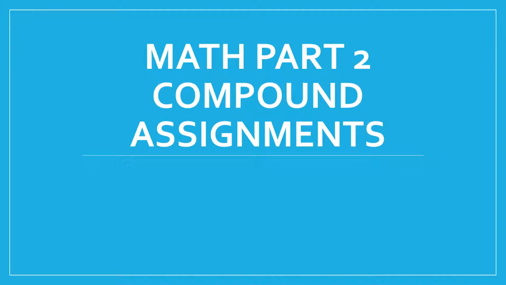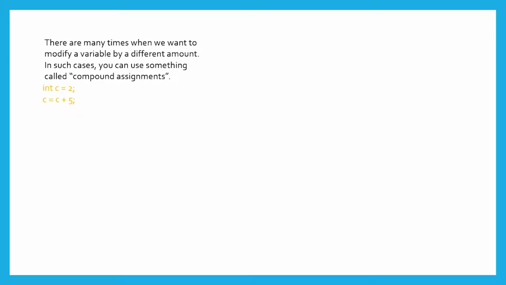Hello everyone, so we have covered incrementing and decrementing by 1. However, sometimes you want to increment by 2 or 100, or maybe you want to divide by 4 instead. You can do this by using a shortened assignment statement.